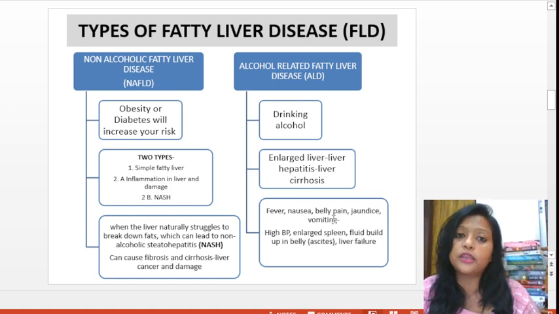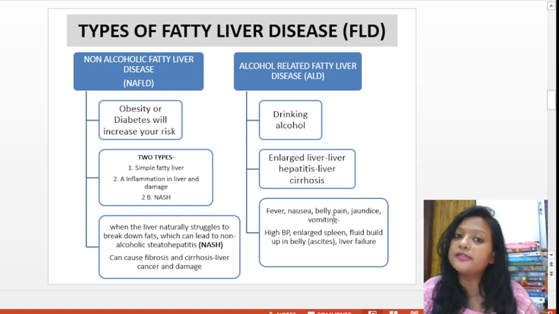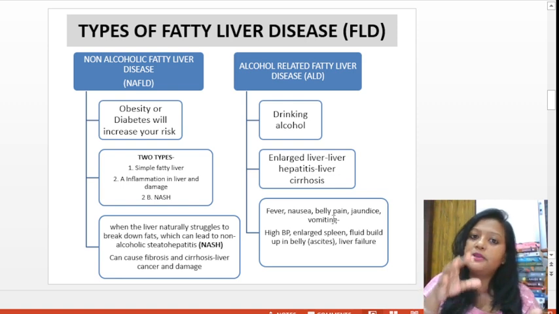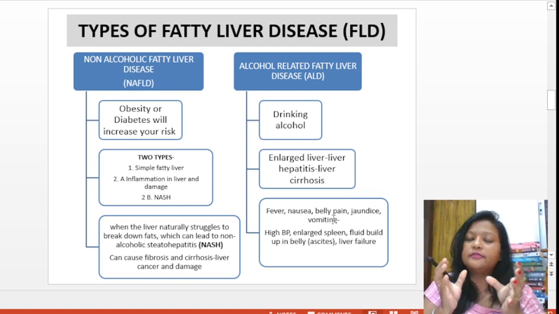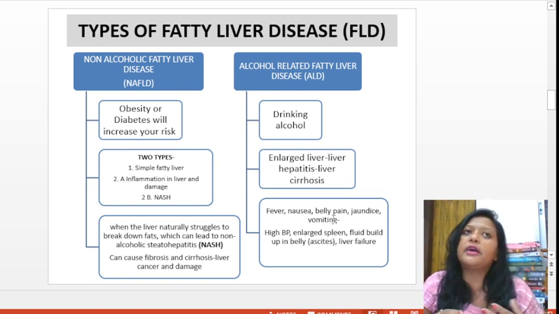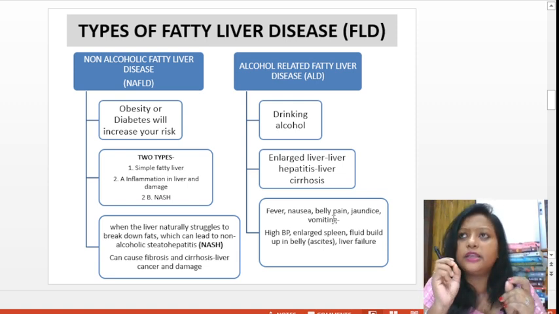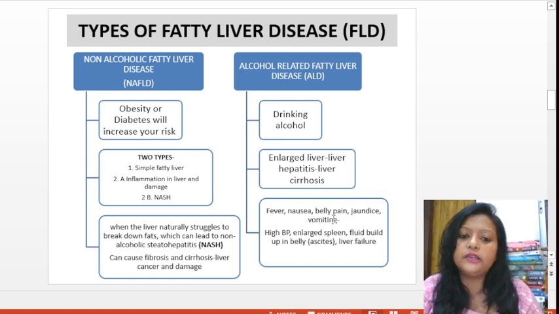Now there are two types in this non-alcoholic category. One is simple fatty liver. In simple fatty liver, there is no inflammation of the liver, no damage to the liver, and you have no symptoms. The fat is just accumulating in the liver slowly. The liver size may increase, and sometimes you might have some pain on the right-hand side, a feeling of discomfort. If you feel that, you should go and check your liver for fatty liver.